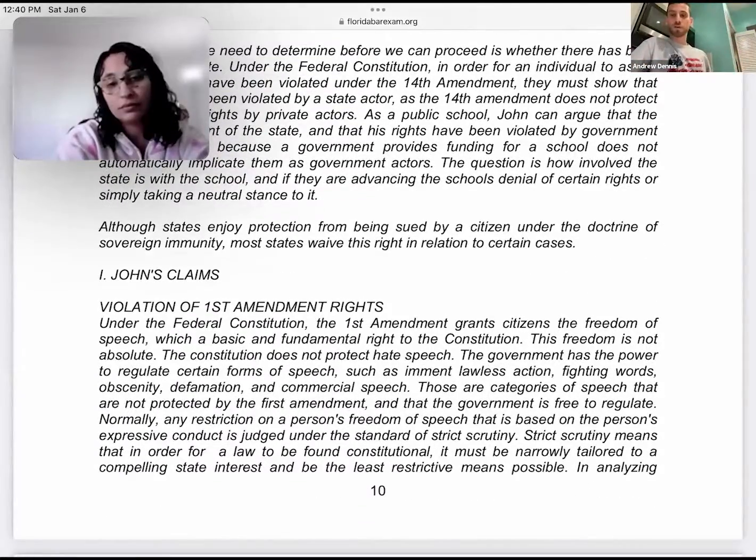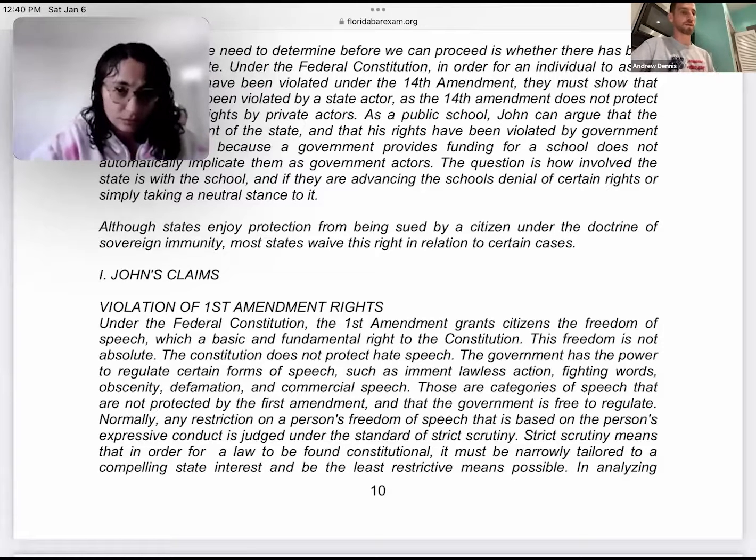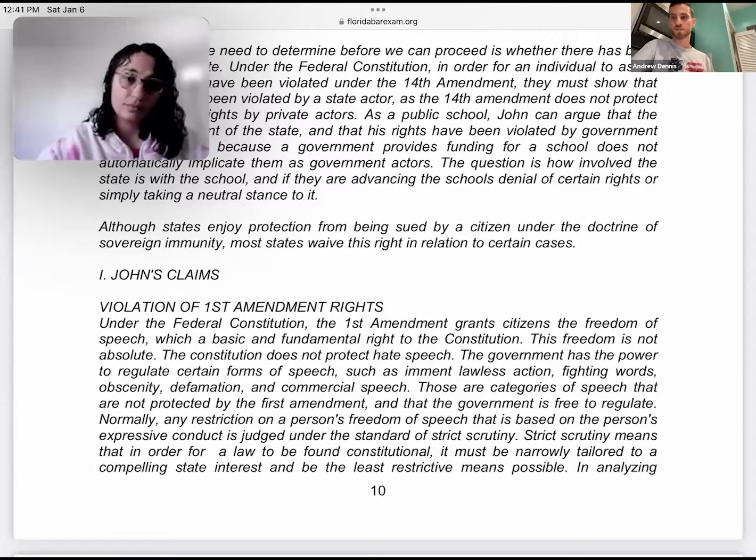Okay, under the federal Constitution, the First Amendment, and this is the big thing I want to talk about in this essay. Everyone listen up about the First Amendment. This definitely comes up, and this is a great essay to learn from. Under the federal Constitution, the First Amendment grants citizens the freedom of speech, which is a basic and fundamental right under the Constitution. This freedom is not absolute. The Constitution does not protect hate speech.